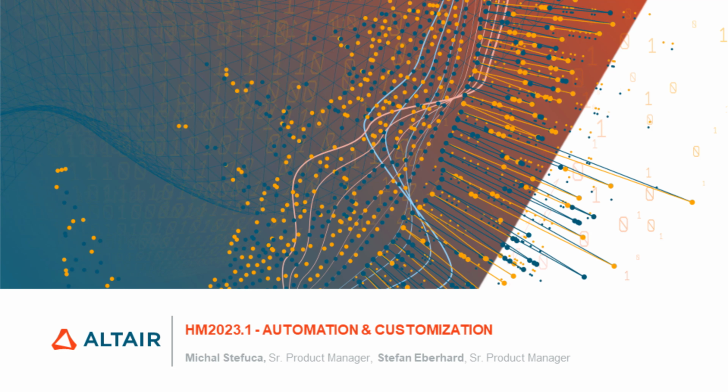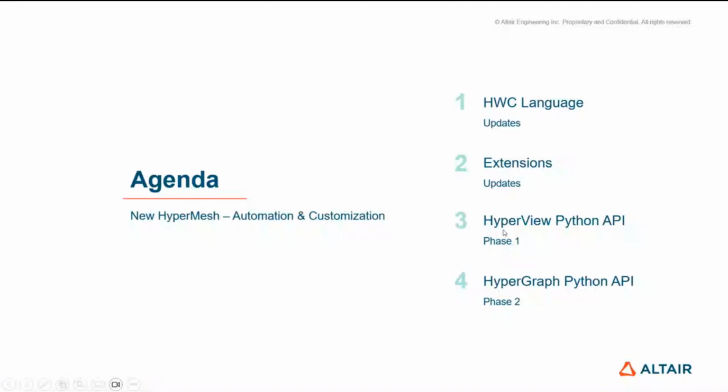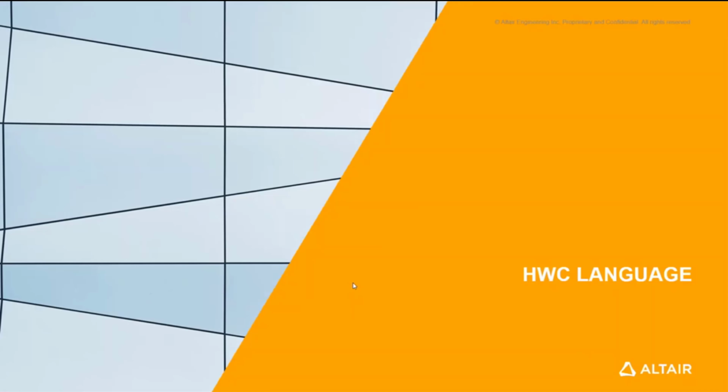And today, together with Stefan, we will take you through the new features of automation and customization. You might ask which particular features. So let's have a look at what is on the agenda for today. We'll start with some minor updates, but I wouldn't say less significant. We'll have a look at some goodies on HWC side of things. We'll have a quick look at new features with extensions, and then we'll jump into the big and highly anticipated topic of Python APIs. So without any delays, let me go straight to the first point of today's webinar.